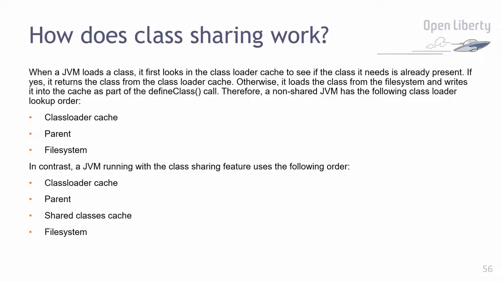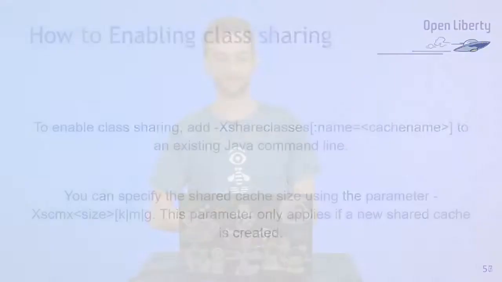So how does this work? With a normal JVM, you generally have your ClassLoader cache, your parent, and then your file system. In contrast, a JVM running class cache sharing has the ClassLoader cache, the parent, then the shared classes cache, and then the file system. So it's got this extra step to load all the classes you use all the time on startup, rather than using the file system and having to find all those classes there.